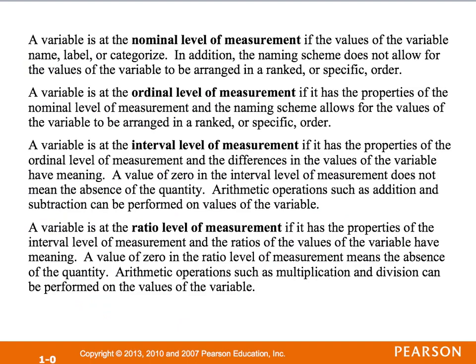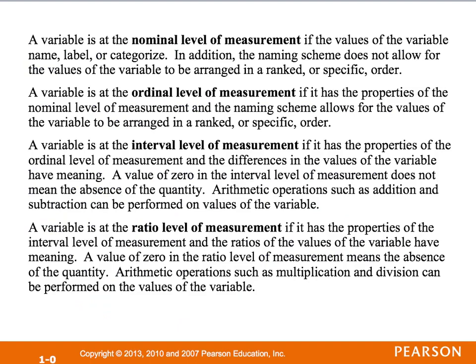So what does it mean that a value of 0 in the interval level of measurement does not mean absence of the quantity? What you want to be thinking of here is something like the year. So for example, the year 0 doesn't mean that there isn't a year. It's just that's where we decided 0 would be. However, something like subtraction does make sense. If we say 2013 minus 2000 is 13 years, that actually does make sense.